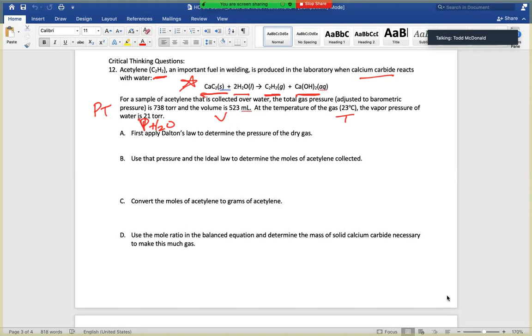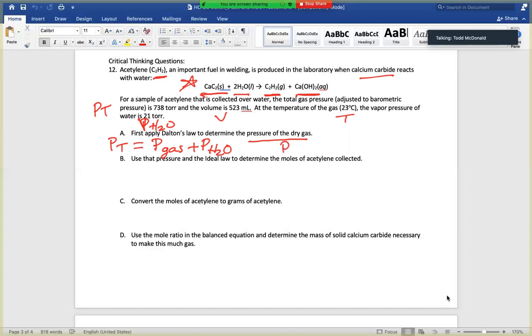The first thing we're going to do is find the pressure of the dry gas. When we say the dry gas, that means just the gas without the vapor pressure of water in there. So go back to Dalton's law of pressures. The total pressure is equal to the pressure of the gas plus the pressure of water vapor as we collect it. So there's really only two gases causing that total pressure.